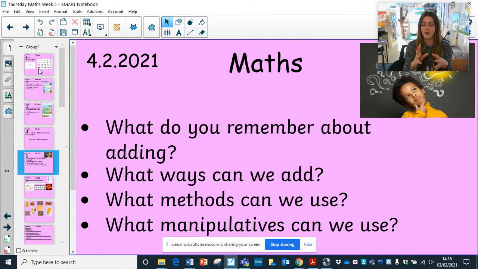So have a little think, talk to the person at home or write it down. What do you remember about adding from this week? What ways can we add? What methods can we use? And what manipulatives can we use? So there are a few questions there for you to think about, just to support you with what you've been learning over the past week.